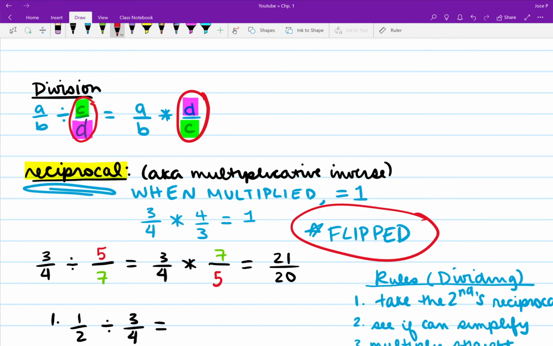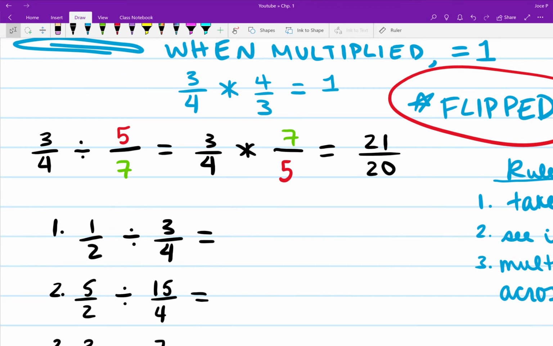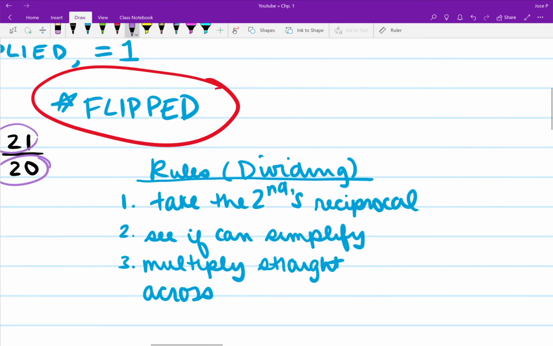So here we go. If we have an example, 3/4 divided by 5/7. So it's the same thing as multiplying 3/4 by the reciprocal of 5/7. We're going to flip it. So now the 7 is on top and the 5 is on bottom. Now we're just going straight across again, just like last time. 3 times 7, 21. 4 times 5, 20. There you go.